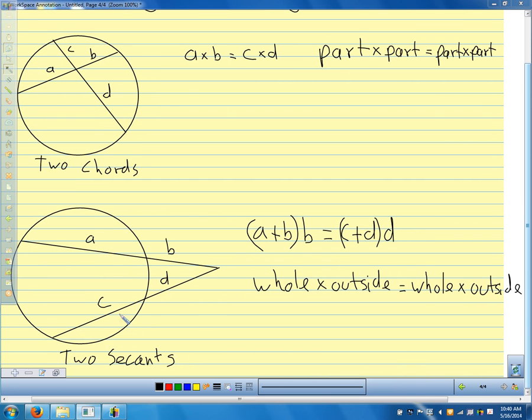So the whole times the outside equals the whole times the outside. A plus B is that whole length. C plus D is that whole length. So that's how this works when we have two secants. And then the last setup we could have would be a secant and a tangent. So let's look at that one.